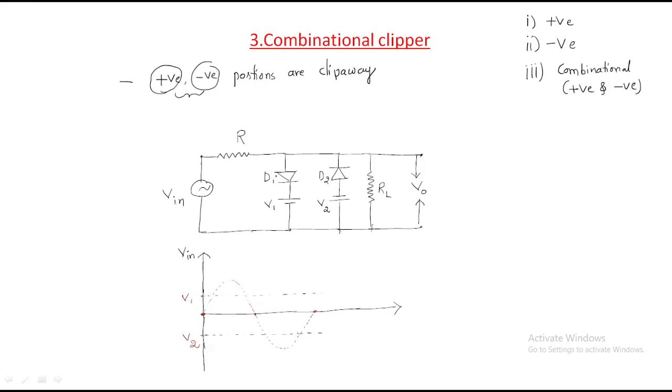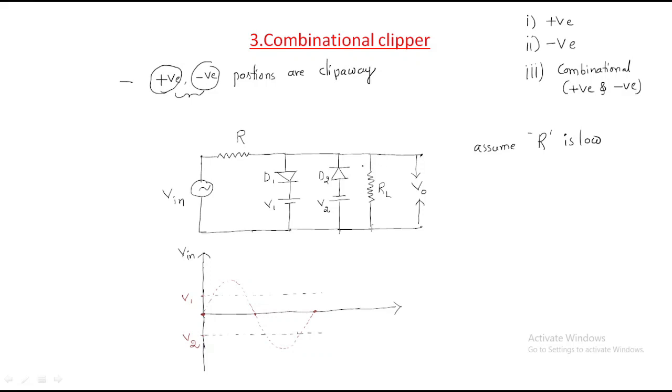We have a diode D1 with the positive reference voltage V1, and parallel to this diode we have another diode D2 with the negative reference voltage V2, which is connected in parallel to the load resistor RL, and we will take the output across RL. Input will be here. This is the source resistance. Assume that R is a low value.